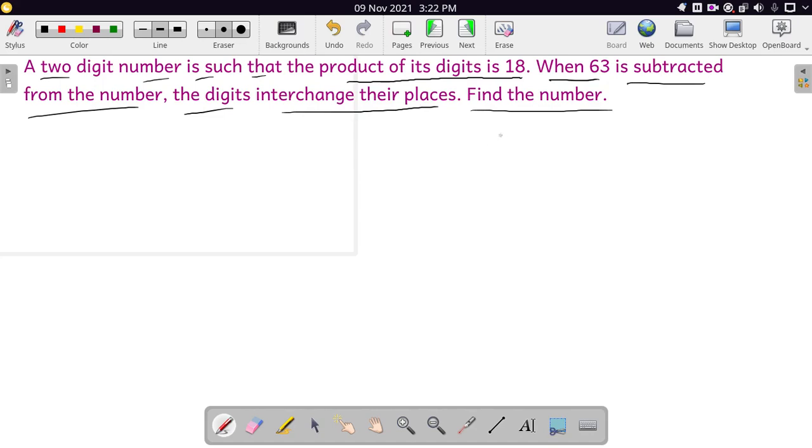So for this question, this is how we write. Look at the writing part, observe the writing part very carefully.